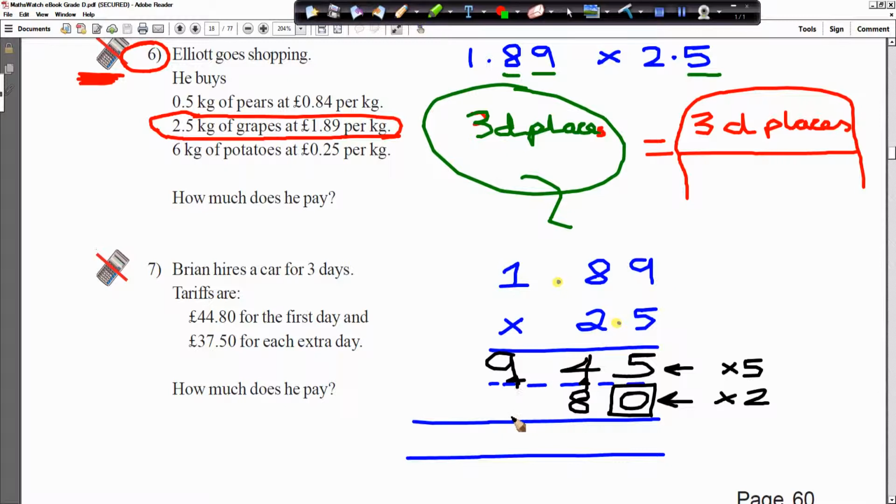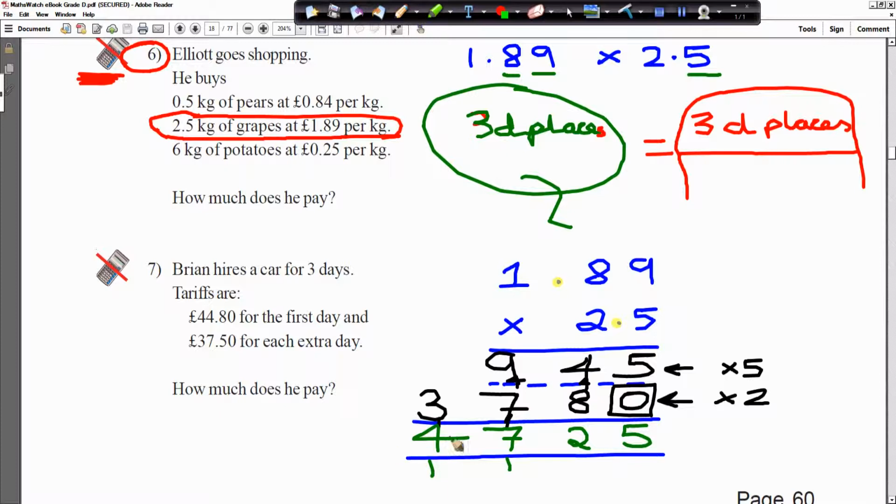So 9 times 2 is 18. 8 times 2 is 16, add the 1 is 17. 1 times the 2 is 2, add the 1 is 3. So we need all that space. Now let's do our final answer. So 5 add nothing is 5. 4 add 8 is 12. So 9 add 1 is 10, add 7 is 17. 3 add 1 is 4.